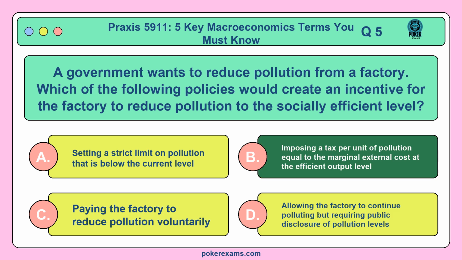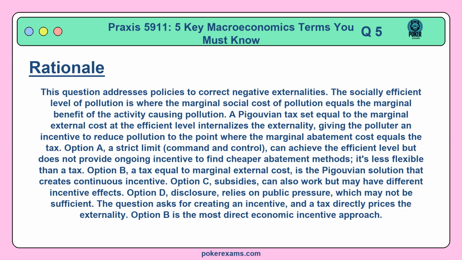The correct answer is B. This question addresses policies to correct negative externalities. The socially efficient level of pollution is where the marginal social cost of pollution equals the marginal benefit of the activity causing pollution. A Pigouvian tax set equal to the marginal external cost at the efficient level internalizes the externality, giving the polluter an incentive to reduce pollution to the point where the marginal abatement cost equals the tax.